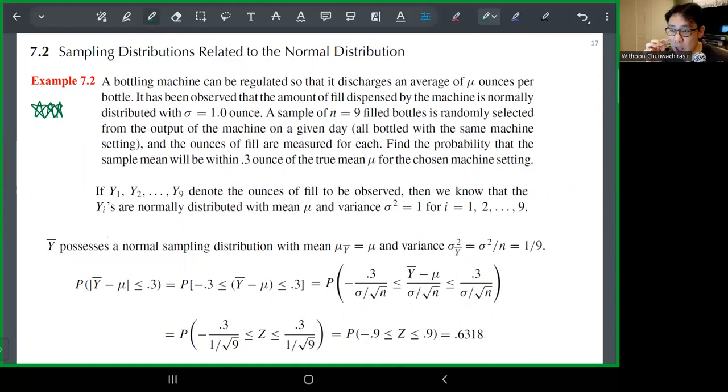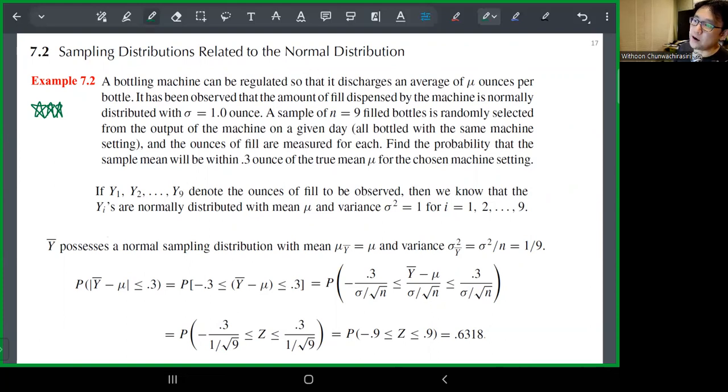Look at this. You have a bottling machine that can be regulated so that it discharges an average of mu ounces per bottle. So this one is like a big machine doing this all the time. It's been observed that the amount of fuel dispensed by the machine is normally distributed with the sigma. So you know the sigma is already given from the statistics collected a long time ago. So it's 1 ounce. So think of it like a plus-minus and stuff.